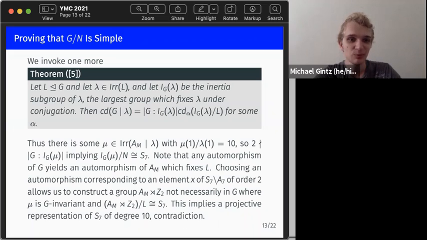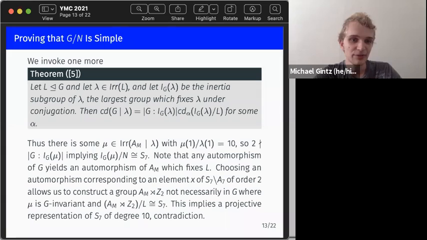And this means that the index of our inertia subgroup actually has to be odd. And that means that when we quotient out our inertia subgroup by N, we actually have to get S7, because we know it contains A7. And if it was merely A7, then our inertia subgroup would have even index. Now note that any automorphism of G yields an automorphism of AM, which fixes L. And this means that if we choose some automorphism corresponding to an element of the symmetric group, not in the alternating group, but still having order 2.